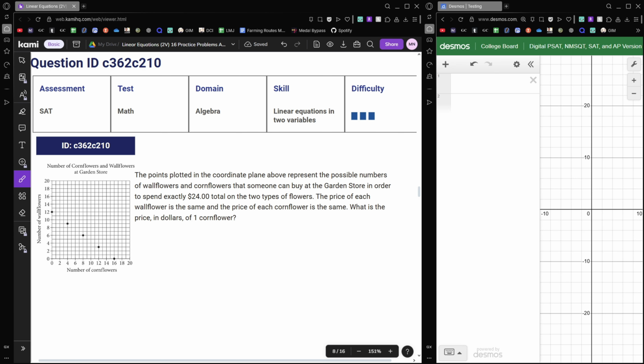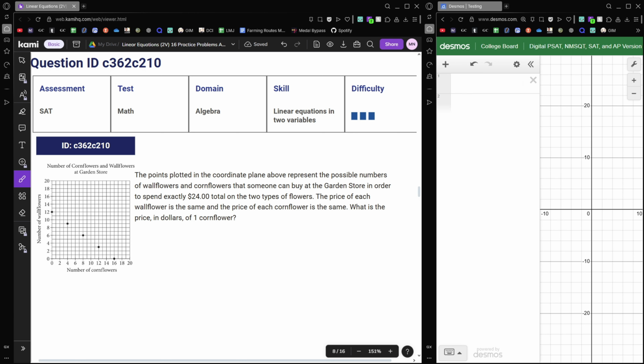Question number 8. The points plotted in the coordinate plane above represent the possible numbers of wallflowers and cornflowers that someone can buy at the garden store in order to spend exactly $24 total on the two types of flowers. The price of each wallflower is the same and the price of each cornflower is the same. What is the price in dollars of one cornflower?